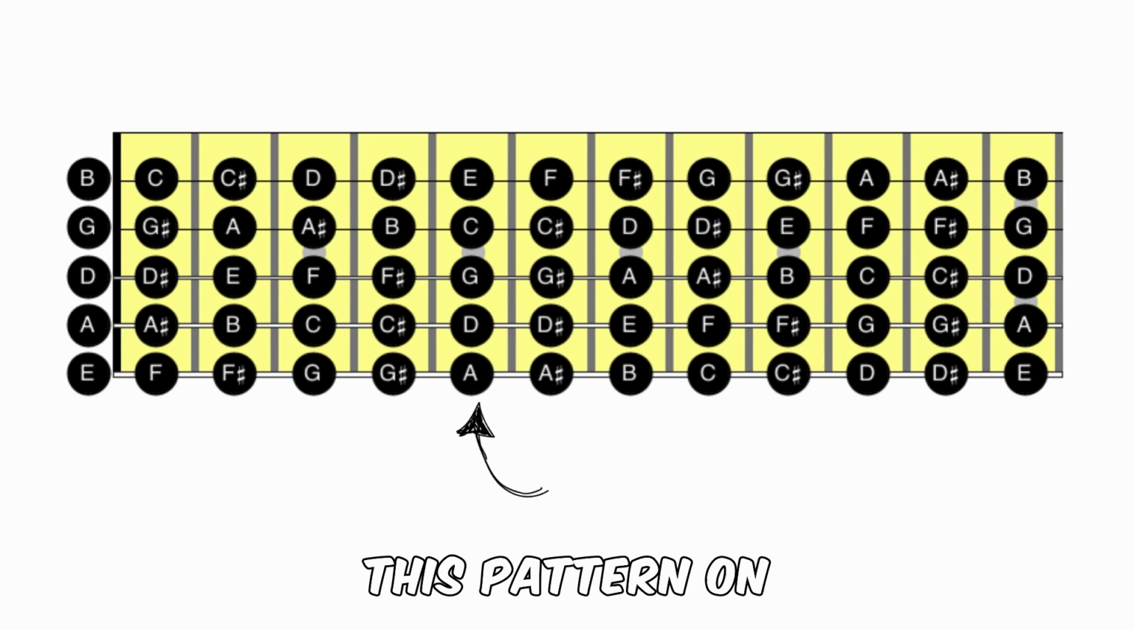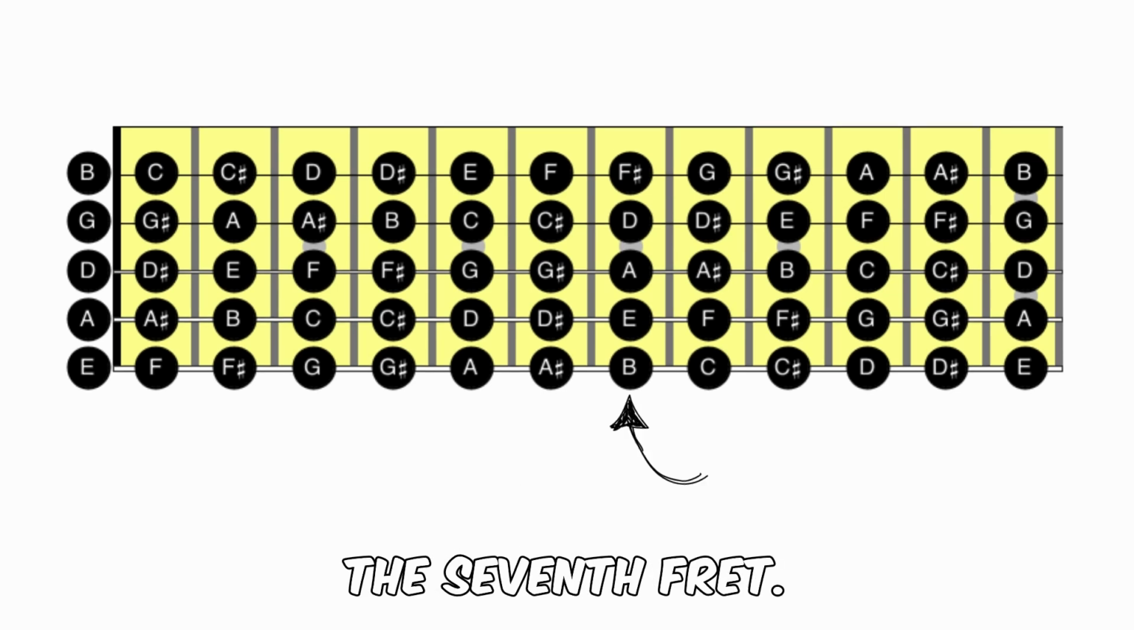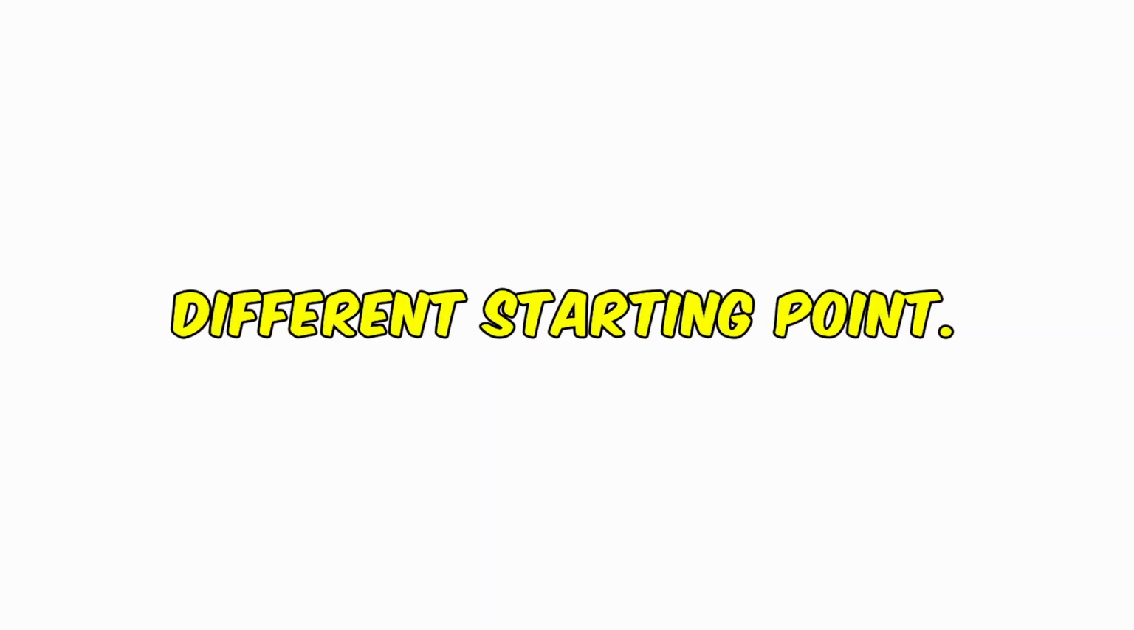If you start this pattern on the 5th fret of your low E string, you are playing an A major. Move it to the 7th fret, that's the B major. It's the same pattern of tones and semitones, just with a different starting point.